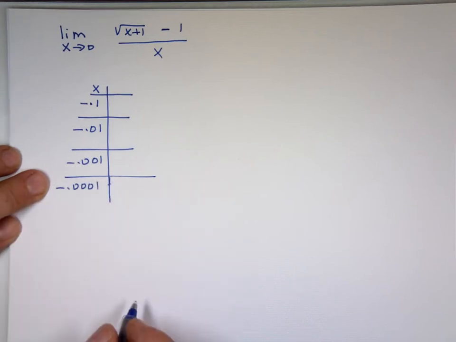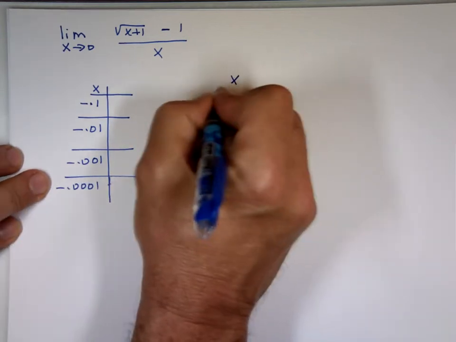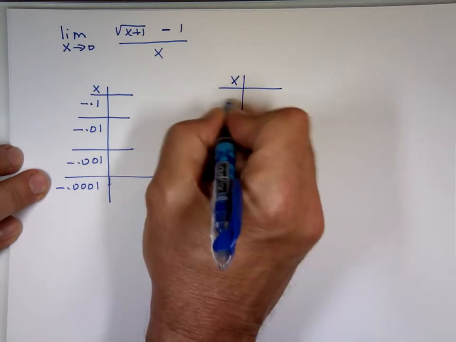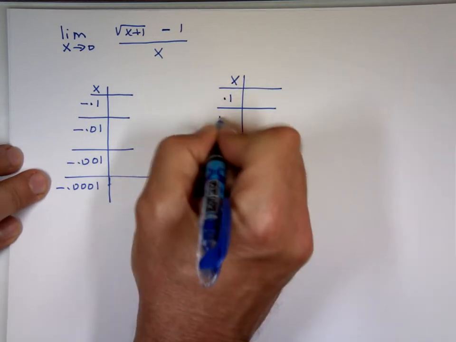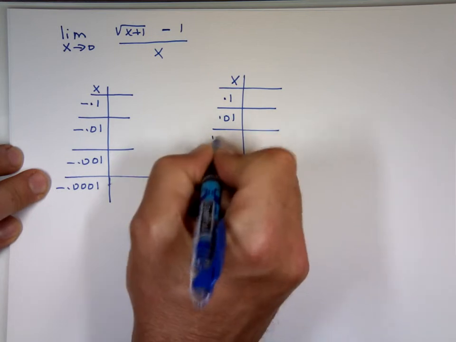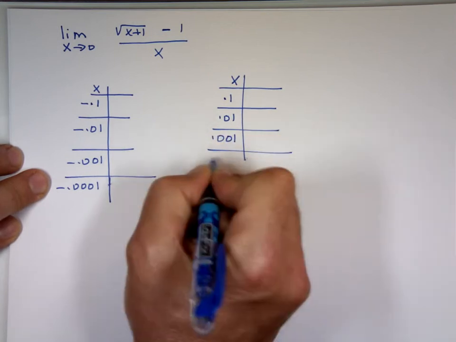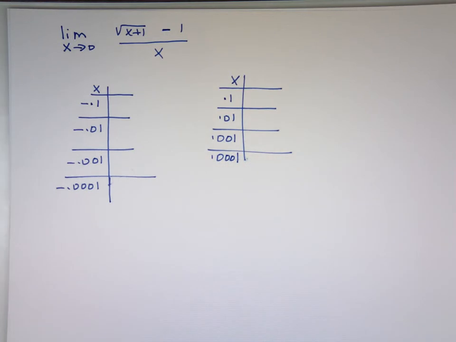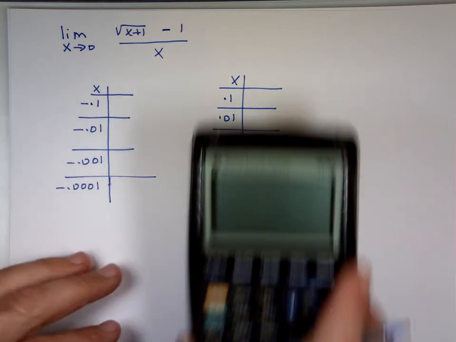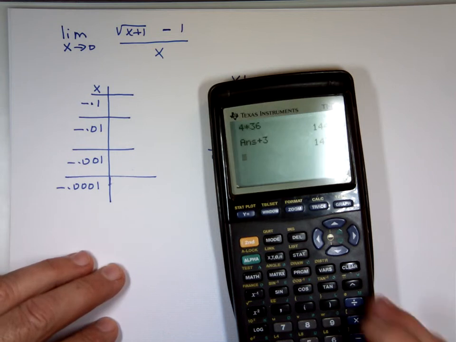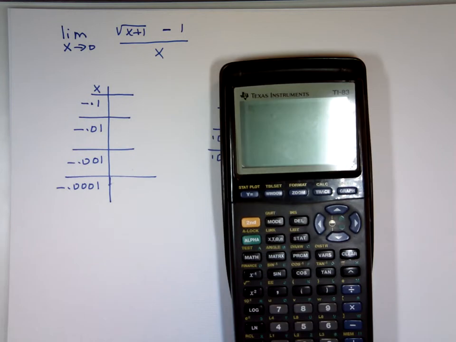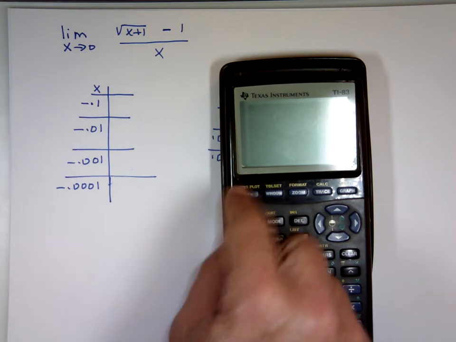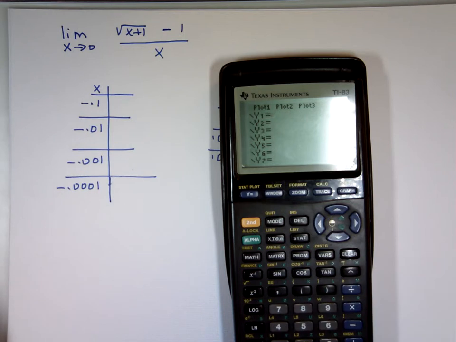From the right side, let's try 0.1. 0.01. 0.001. 0.0001. This is how I cheat. I'll show you. I go to my calculator, TI-83, the cheapest one. I get this, I think, for 20 bucks on Amazon. I go y equals, and I type in that function.